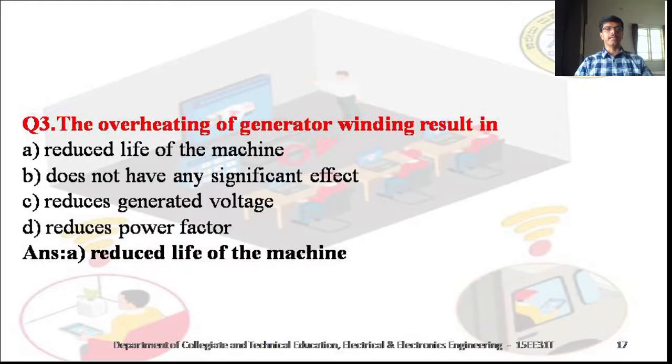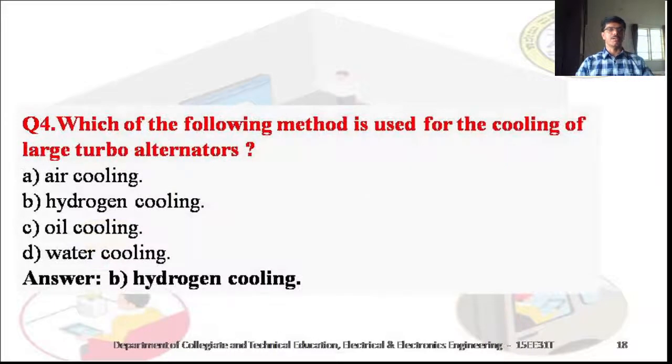The overheating of generator winding results in: reduced life of the machine, does not have any significant effect, reduces generated voltage, or reduces power factor. Definitely it will reduce the life of the machine, because if we are not controlling this overheating at one particular stage, it may damage the winding and insulation. Once those two things fail, automatically the complete machine will be in a halt condition. So that means it will reduce the life of the machine.